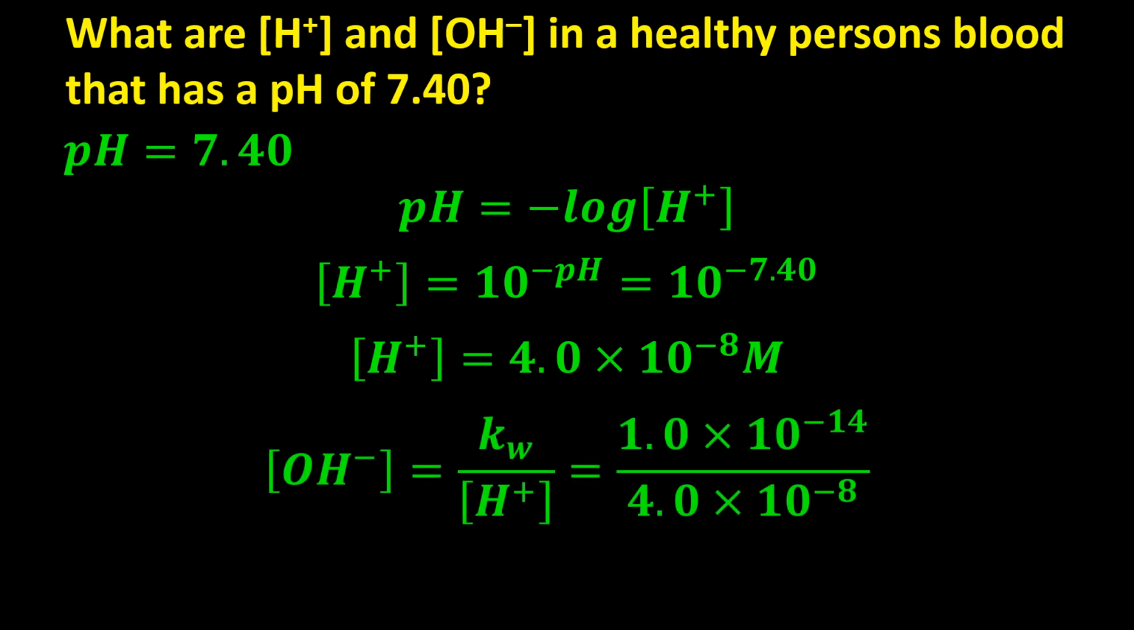So we also need the hydroxide ion concentration, and what we can do is use the equation that we saw earlier, how the product of the hydroxide ion concentration and the H plus ion concentration equals 1.0 times 10 to the negative 14th. So if we rearrange this and solve for the OH minus concentration, we take that Kw divided by the H plus ion concentration that we just calculated, and that's going to give us the hydroxide ion concentration of 2.5 times 10 to the negative 7 molar.